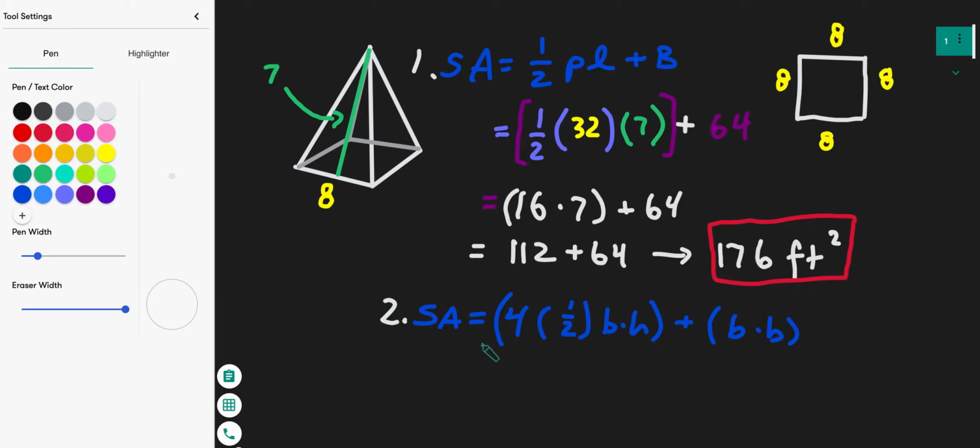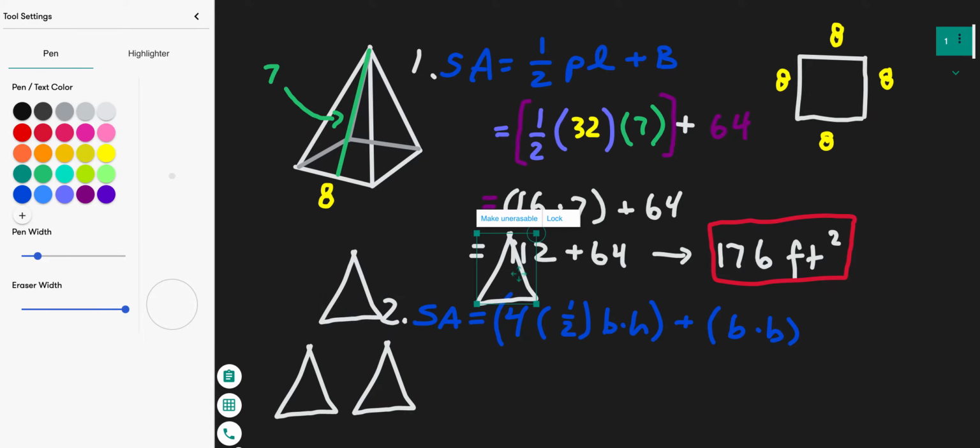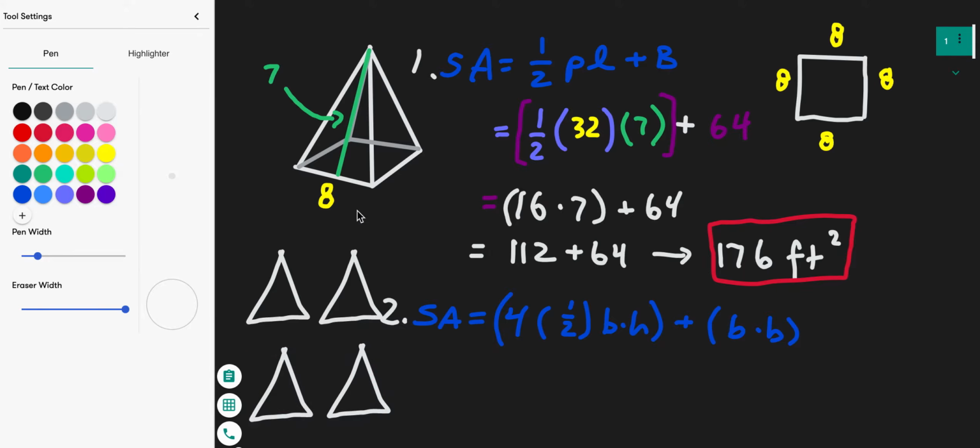So this method is basically taking apart all the pieces of this square pyramid. How many triangles do we have in our square pyramid? We have 4, right? Because we have 1 on each side of the square. So we have 4. Let's draw a better triangle here. So this is 1. This is 2. This is 3. And then this is 4. So we have 4 triangles in our shape, in our prism here.